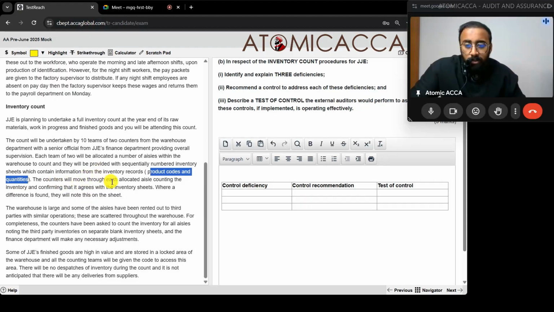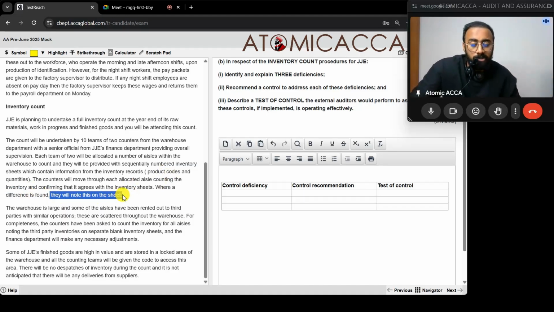Counters will move through each allocated aisle, counting the inventory and confirming that it agrees with the inventory sheet. Okay, the point which we mentioned right now. They're confirming with the inventory sheet by counting the inventory. So without counting inventory, they might simply write the same figure as per the inventory sheet and say, okay, we agree the balances are correct. Where a difference is found, they will note this on the sheet. So where differences are not found, it will not be on the sheet. So we clearly found that problem.